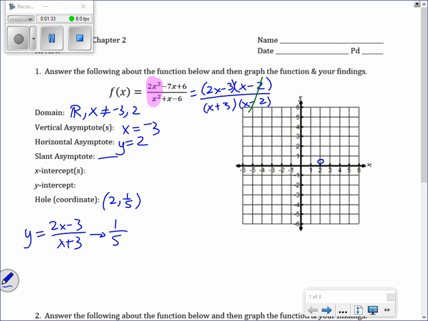X-intercepts and y-intercepts. The easiest one is the y-intercept because you let all the x's be 0. So all these pieces would disappear because they all have x. So I'd get 6 over -6, so that's -1. So 0, -1.